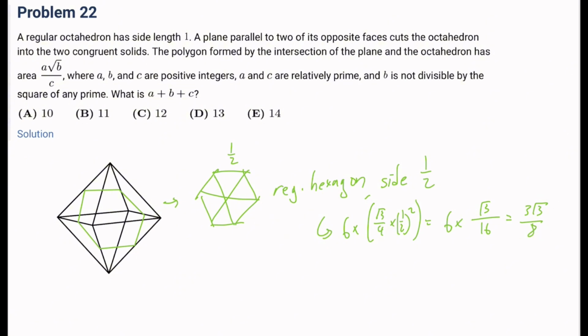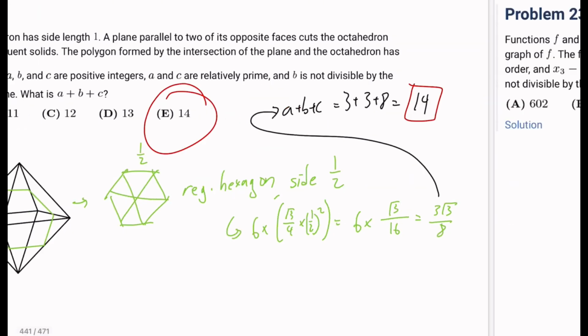That's just a root b over c, right? And so what we want to get is a plus b plus c. So here we get a plus b plus c equals 3, 3, and 8. That's 3 plus 3 plus 8, right? This is equal to 14, right? So it's 14, it's E.